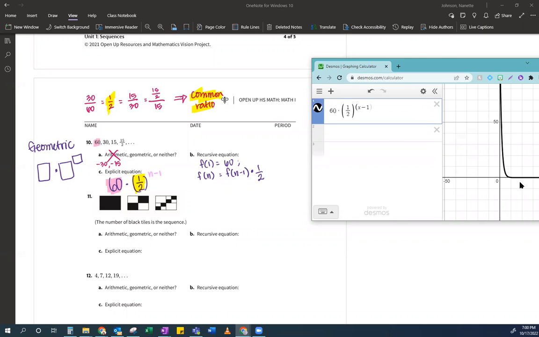Okay, so there's the function. I really don't care about it, but the very thing that I want to do is start plugging in numbers. So if I plug in 1, I should get out 60. Let's see. Yay. So if I plug in 2, I should get 30. Yay. And if I plug in 3, I should get 15. Yay. So therefore, my answer is perfect.